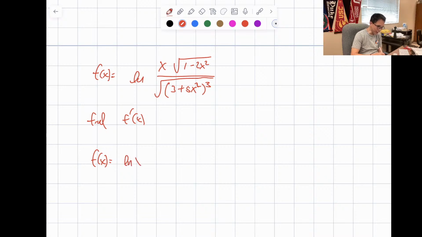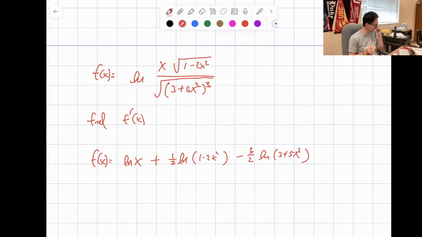natural log of x plus, well, I'm going to do 1/2 natural log of 1 minus 2x squared minus 3/2 natural log of 3 plus 5x squared. Does that make sense? I didn't do calculus. I just break it up into things that I know how to do.